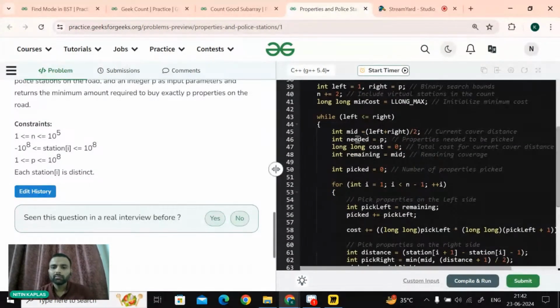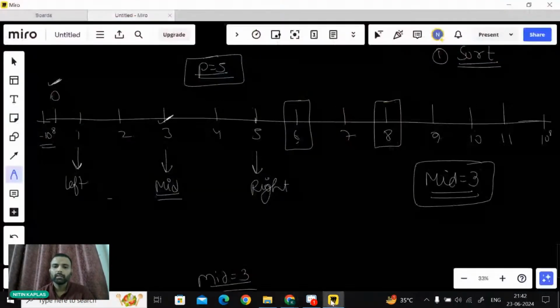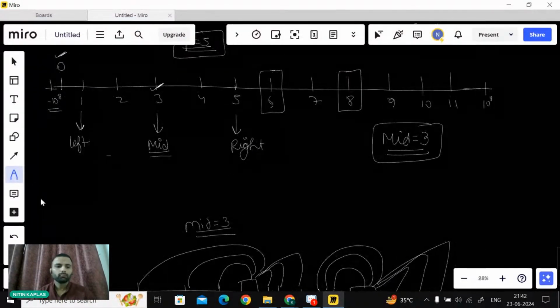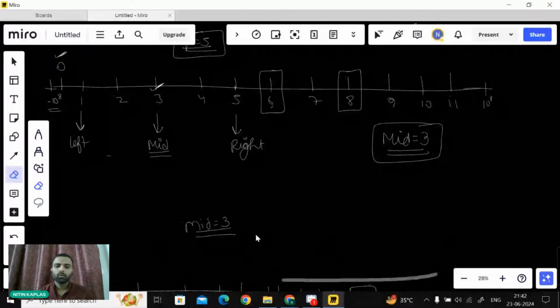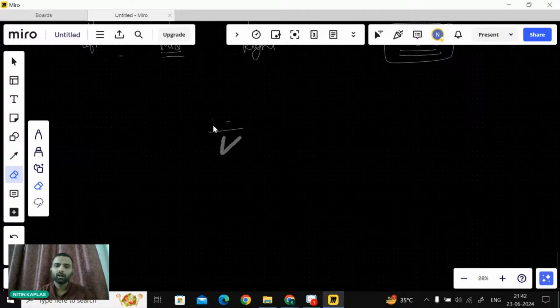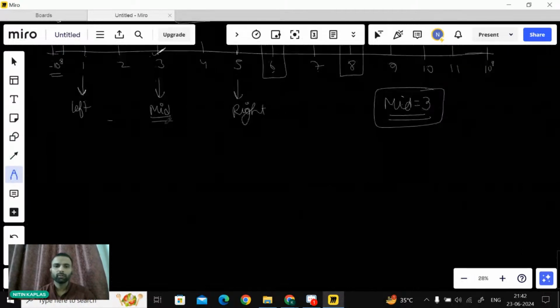I just make a variable named needed, which is equal to p. This p tells you how many plots are left to buy, right? It's p. So let me create p here. Okay. So my request again is please focus carefully. If you are not able to understand a bit of it, you are left with nothing afterwards, right?